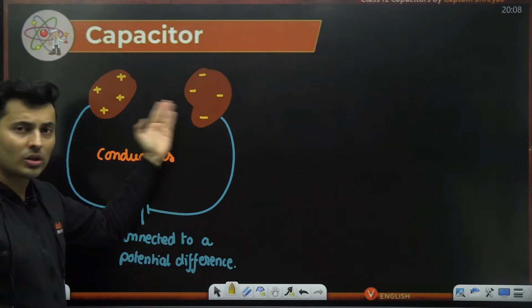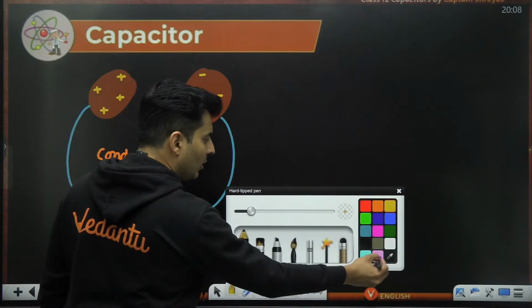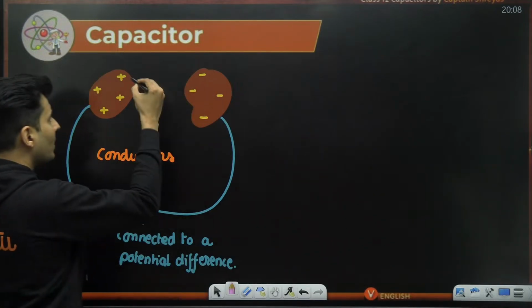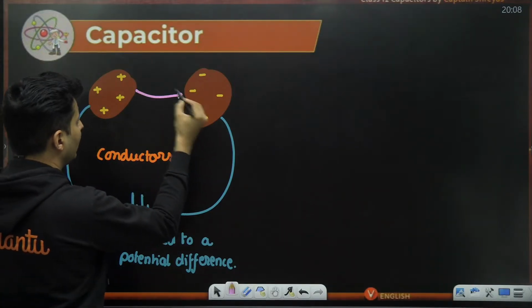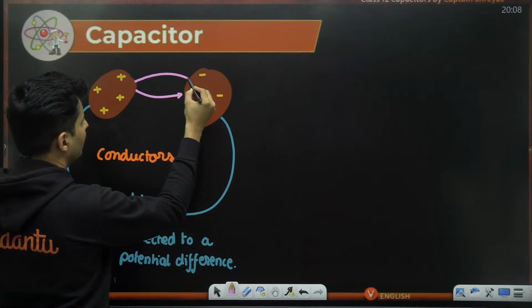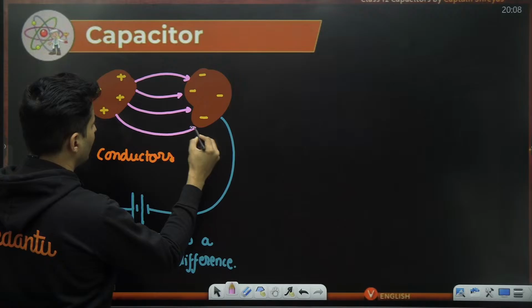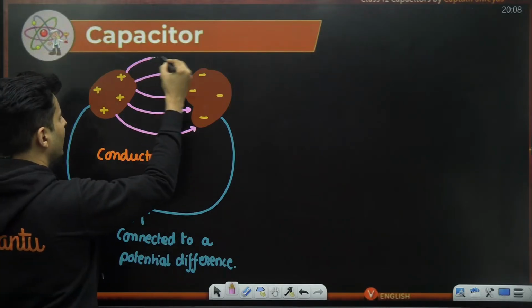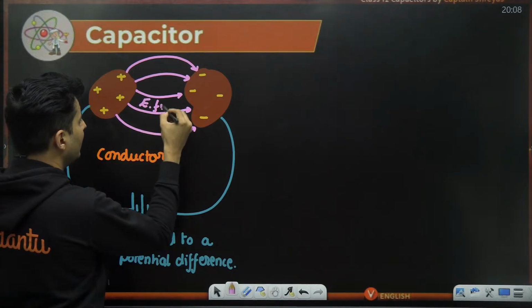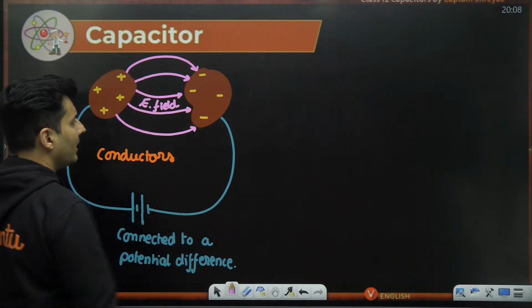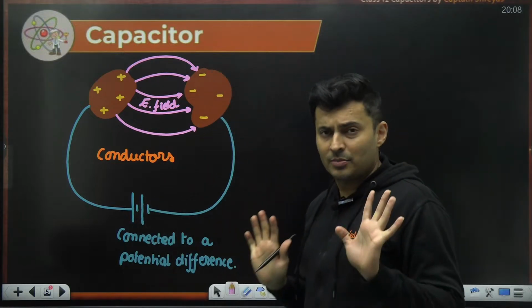Now also notice, because of these charges present over here, there will also be an electric field going from the positive to the negative side, like this. This is how there will be an electric field between them. Now, till this point, everybody clear?